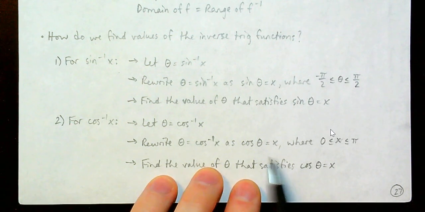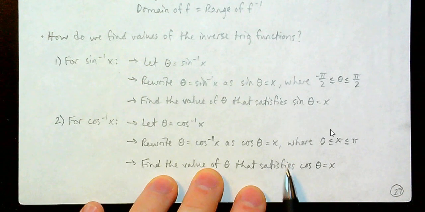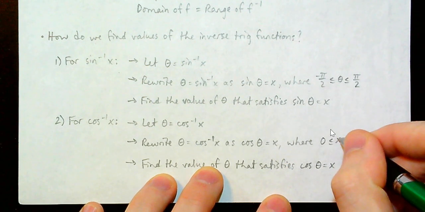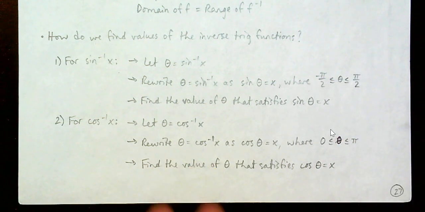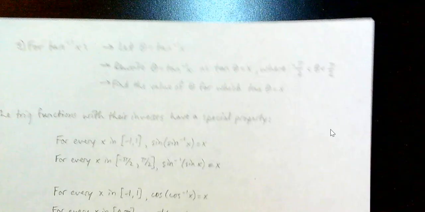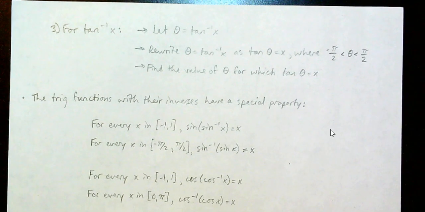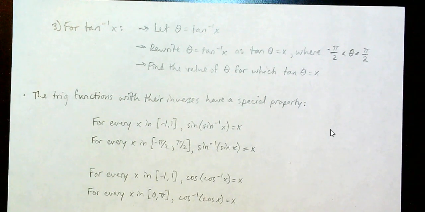The only difference is for the inverse cosine, your theta values there are going to be between 0 and pi. And then for the inverse tangent function, your theta values are going to be strictly between -π/2 and +π/2. So let's go through some sample problems. Let's see how we solve these guys.